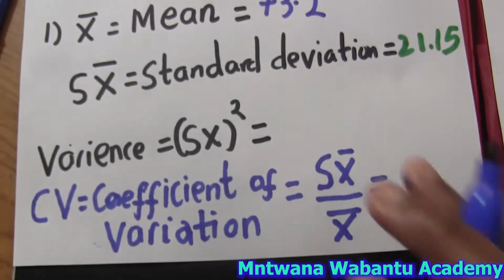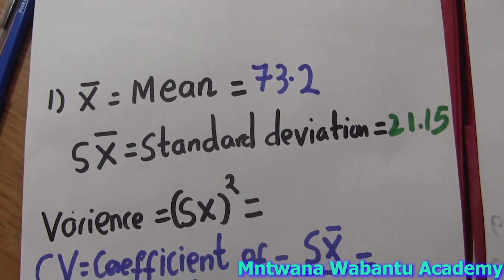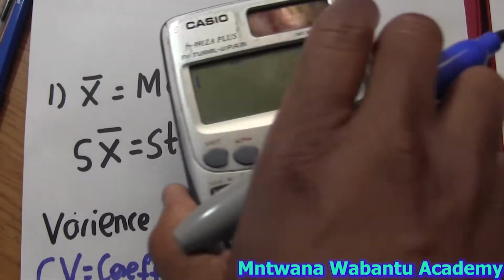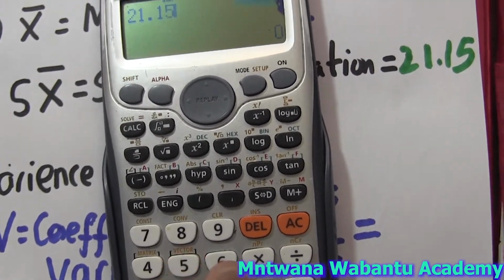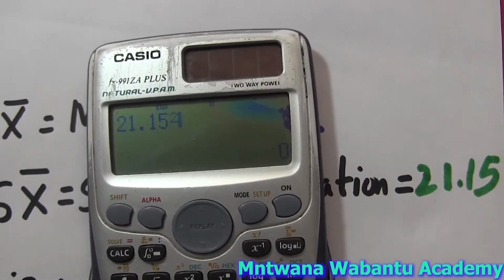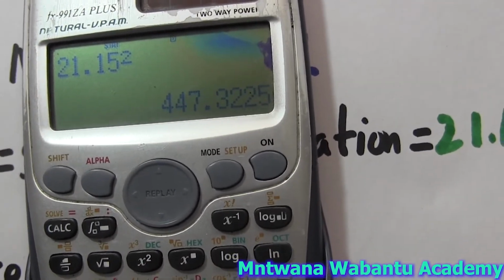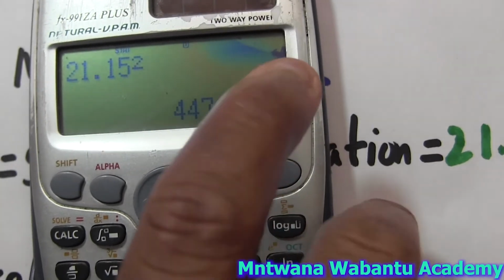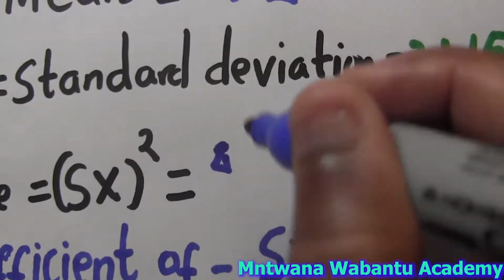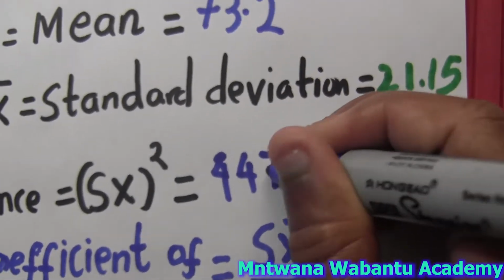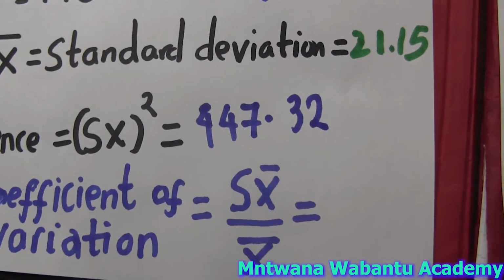Okay, so now how are we going to get variance? To get variance is easy. What you do, take your standard deviation and then you square. What is my standard deviation? My standard deviation is 21.15. So I'm going to come here and say 21.15, and then what I'm going to do, I'm going to square, and then I get 447.32, because in 2 decimal place. 447.32. So variance is 447.32.